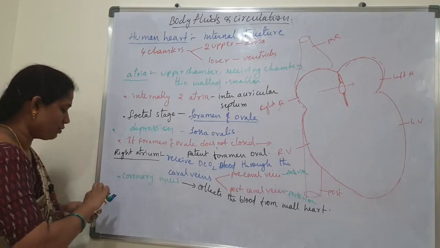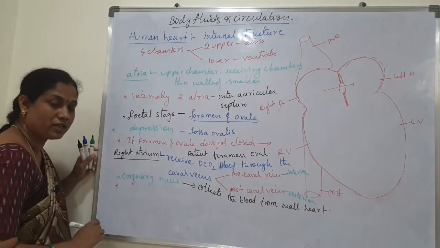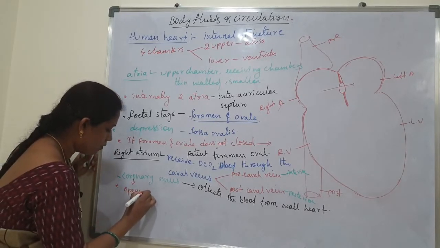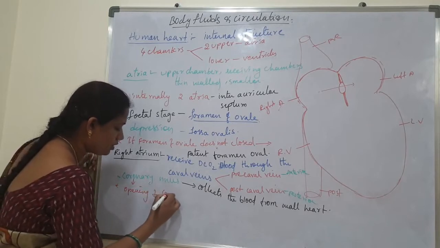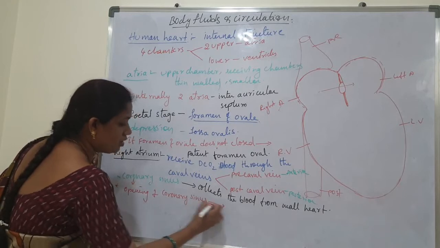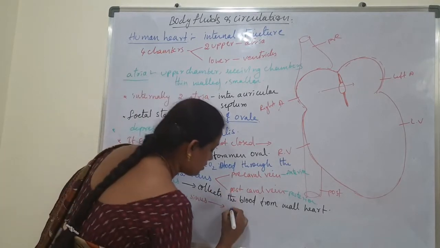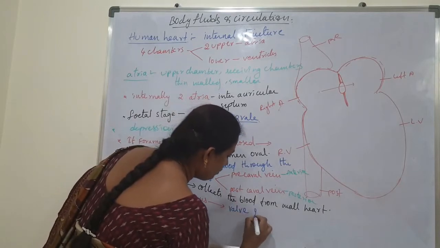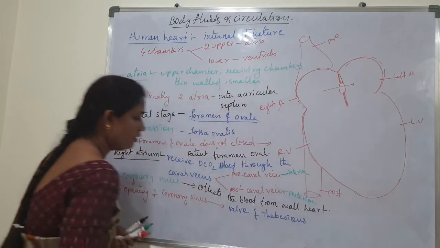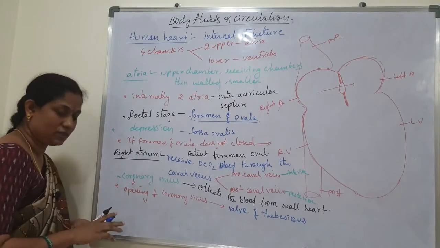Next, this is the opening of the coronary sinus. The opening of the coronary sinus is guarded or covered by a valve, that is called the valve of Thebesius. Okay. So this valve controls the opening and closing of the coronary sinus.